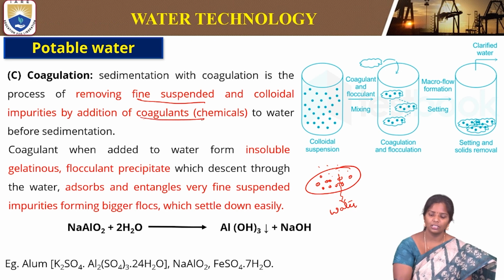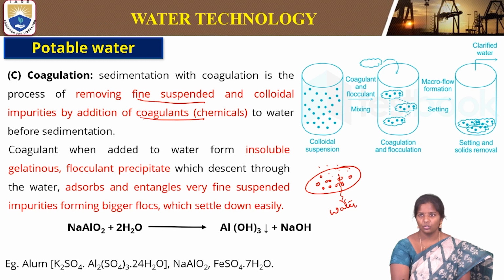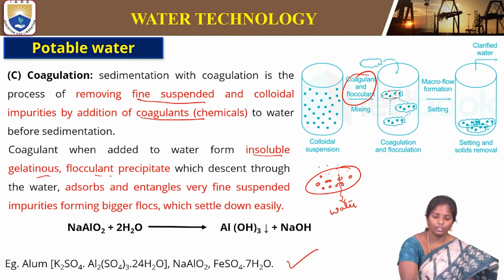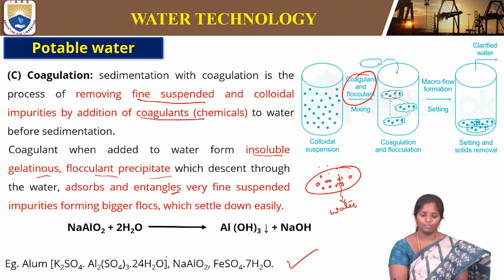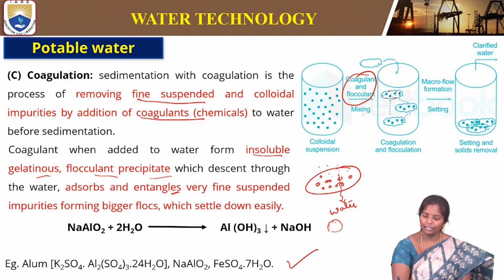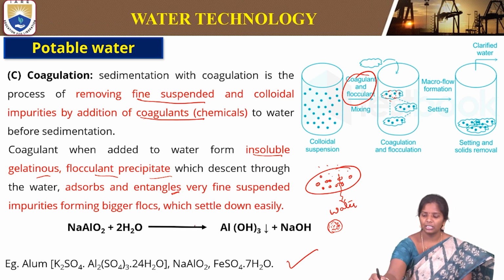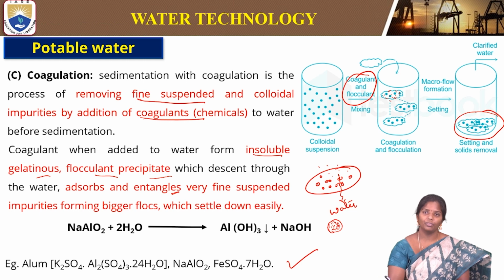It is done by coagulants, chemicals that are added to water before sedimentation. For example, alum can be added into the water, and there is formation of flocs. An insoluble gelatinous flocculent precipitate forms, which descends through the water, adsorbs and entangles the very fine suspended particles, forming a bigger particle. The fine suspended particle increases its mass because of the addition of these chemicals, so it will settle down at the bottom of the vessel.